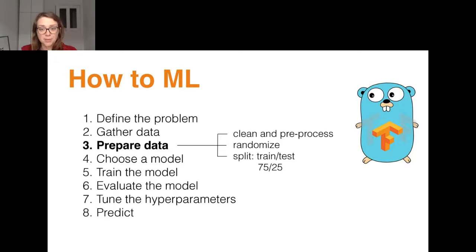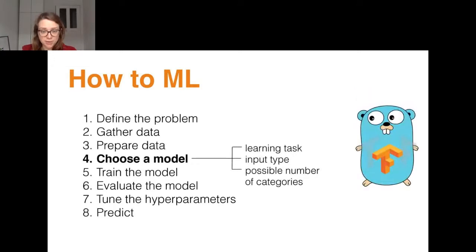Choose a model. The model depends on many things. What is the learning task? Is it prediction? Is it recommendation? Is it recognition? Depending on the input type: is it a string? Is it an integer? Is it an image? Is it something else? And possible number of categories. Number of categories is basically number of predictions.